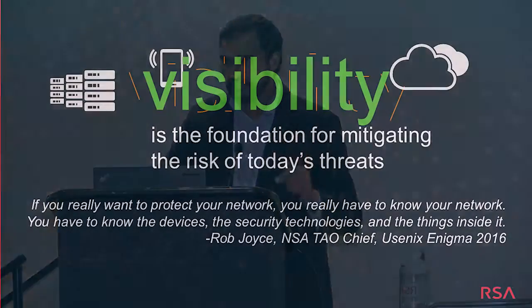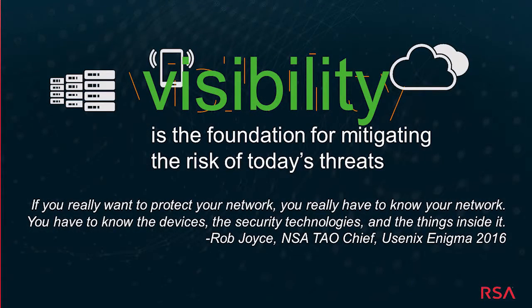And he says in that conference that if you really want to protect your network, you really have to know your network. You have to know the devices, the security technologies, and the things inside it. And he's basically telling you that if you want to make his life harder, as the NSA's TAO chief, the way to do it is by having visibility. I think it goes to show how important visibility is. Ultimately, security comes down to some level of information superiority. If there's information asymmetry, if the attacker knows something you don't, they can exploit that asymmetry in a way that's to your detriment.